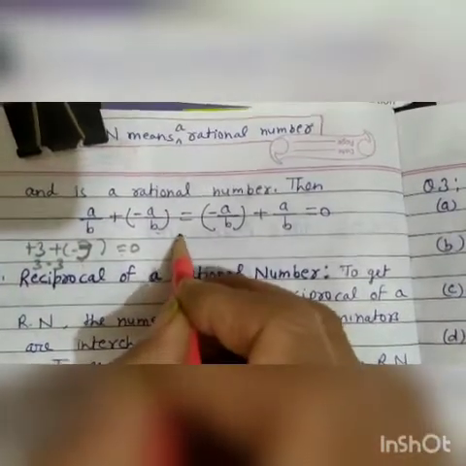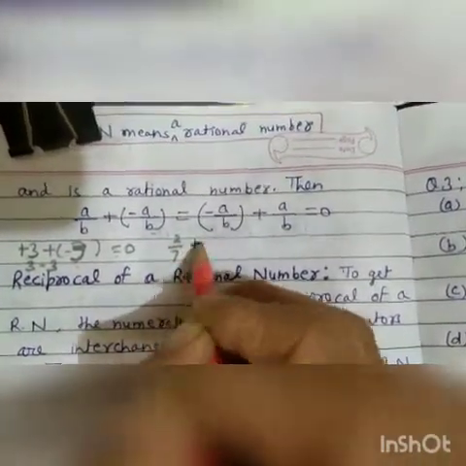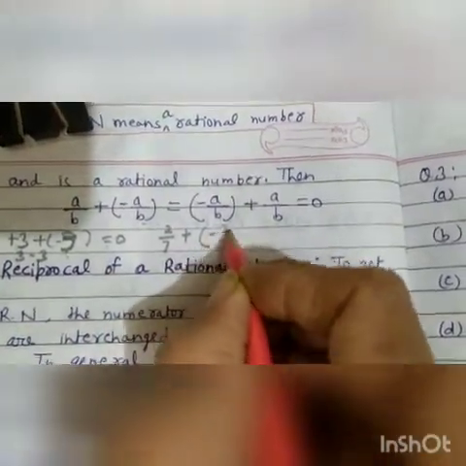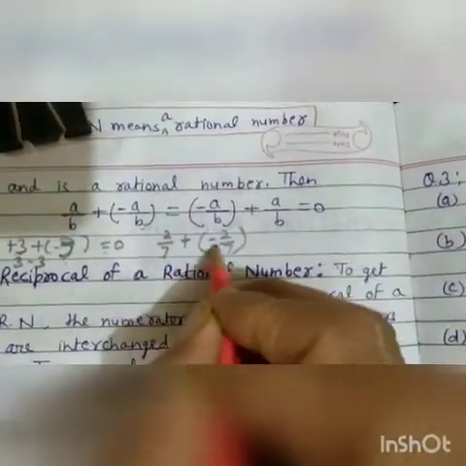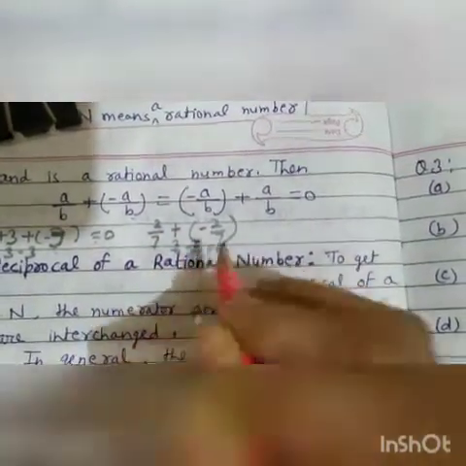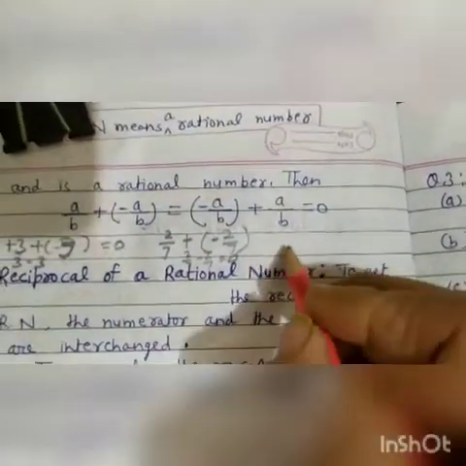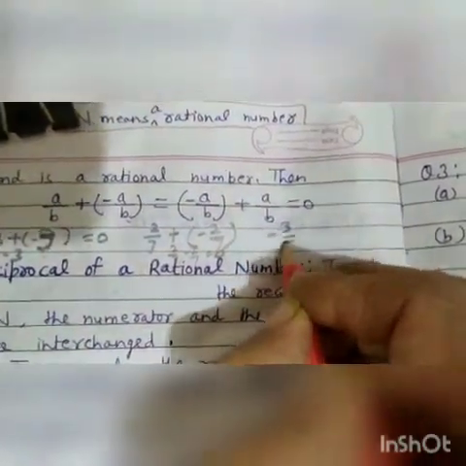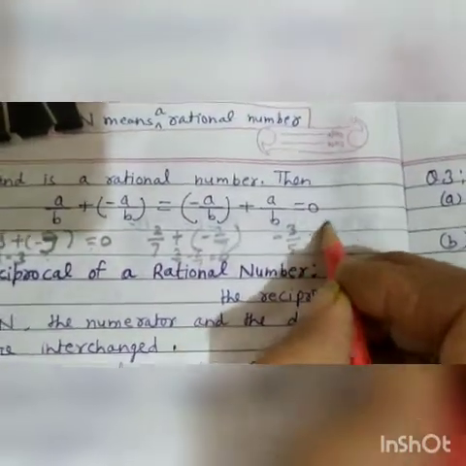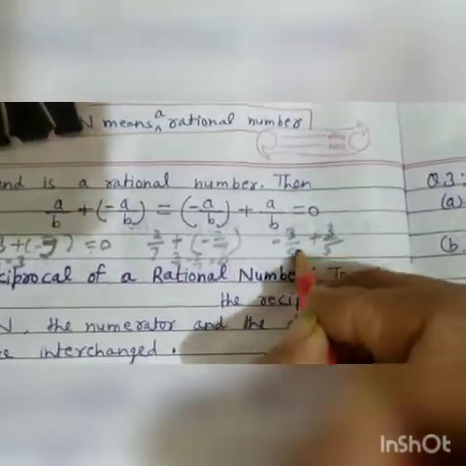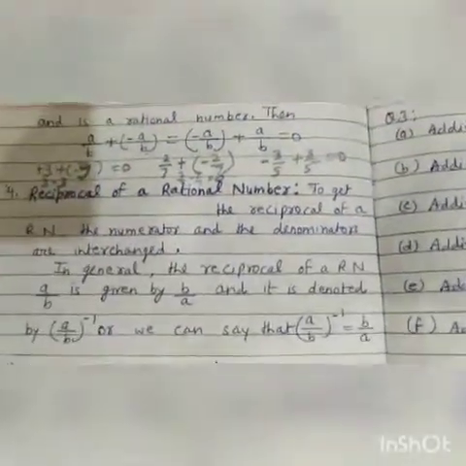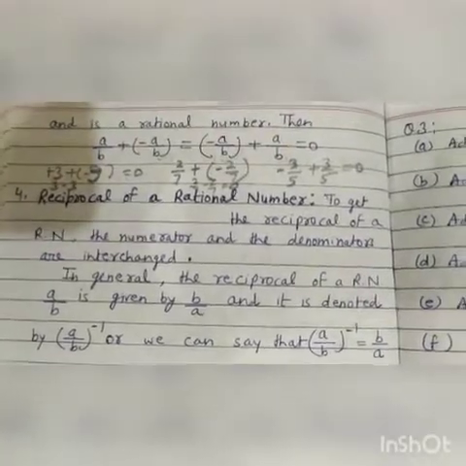If I am taking 2 upon 7, it is plus 2 upon 7, so its additive inverse will be minus 2 upon 7. When we add this, 2 upon 7 minus 2 upon 7 is equal to 0. If I am writing minus 3 upon 5, then its additive inverse will be plus 3 upon 5. When we solve this, again we will get 0. So the sum of a rational number and its additive inverse is 0.